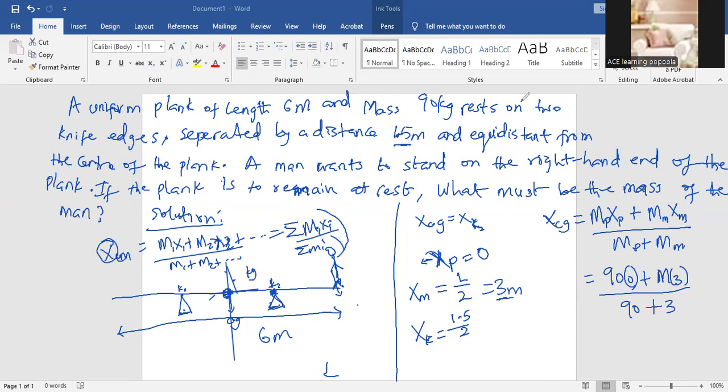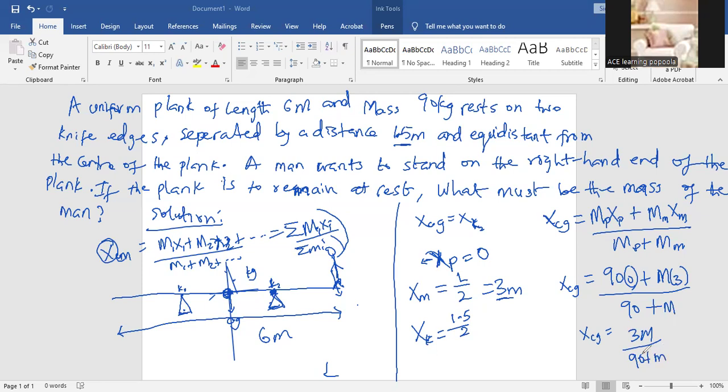So X center of gravity, XCG, is now equal to 90 times 0, which is 0. So we're left with 3M over, sorry, this is a mistake. It's not 90 plus 3, it's 90 plus M. We don't know the mass of the man. So 3M over 90 plus M.